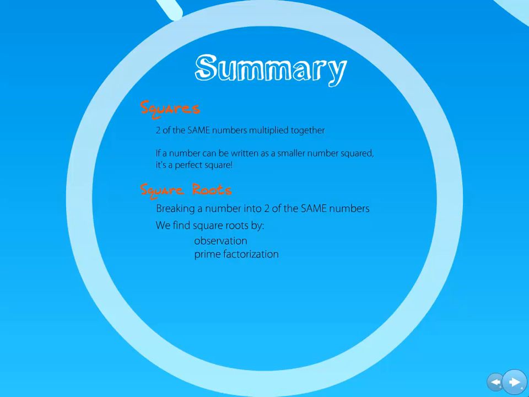Square roots. That's the opposite of squares. It's breaking a number into two of the same numbers. We find square roots by 1, observation, which is what we should kind of logically know, and 2, by prime factorization, which is when we did that really big diagram of all the prime numbers.